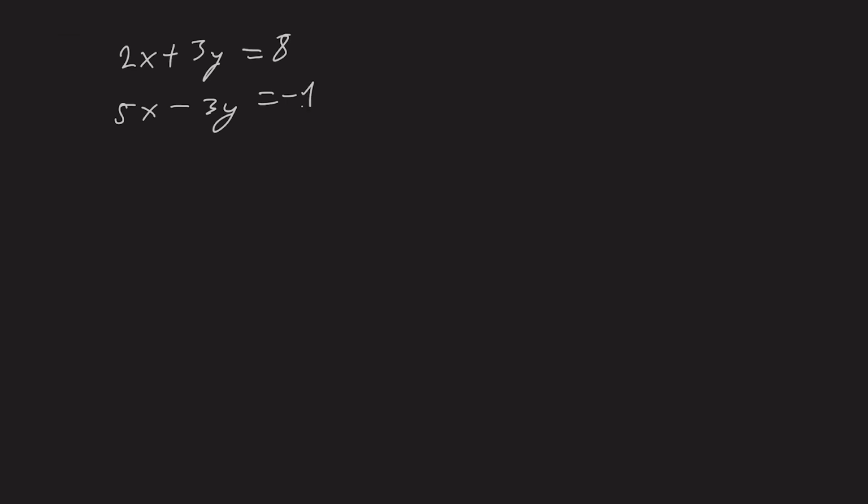Okay, let's work through some examples. First and foremost, we have the line 2x plus 3y equals 8, and the line 5x minus 3y equals negative 1. Now, we're going to be consulting two methods by which to solve these systems of equations. One method is going to be by elimination. The other method is going to be by substitution. We're first going to look at the method of elimination right here.